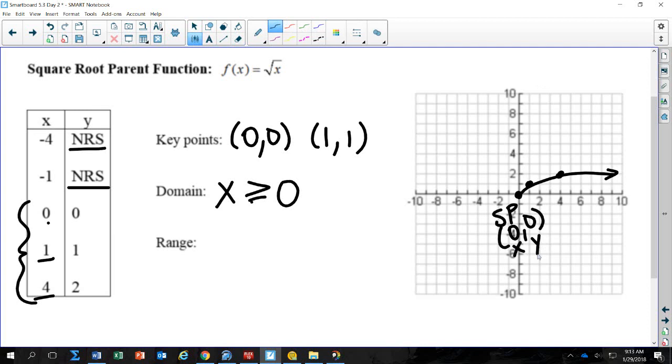Same thing with my range. My y values would also have to be greater than or equal to 0. Again, if you look at your graphs, you can see that your lowest y value is 0. There's no graph happening down here. So the graph starts at 0 and then is above 0. That's why your y values have to be greater than or equal to 0. That's going to be your lowest y value. Any questions on the square root parent function?